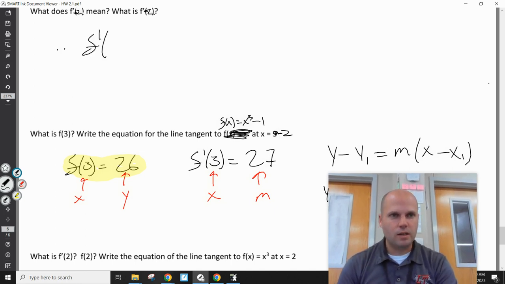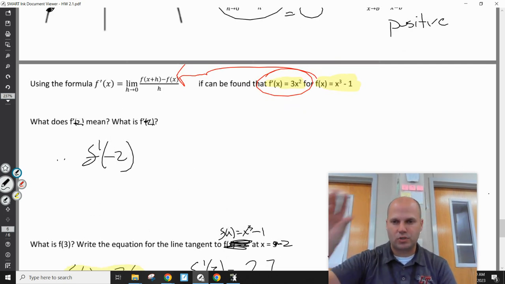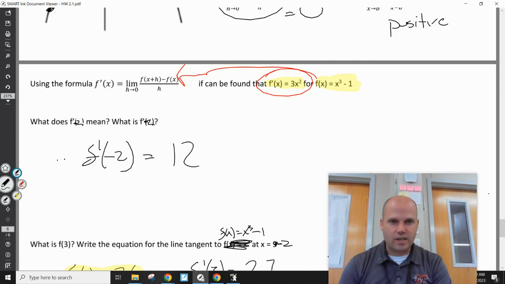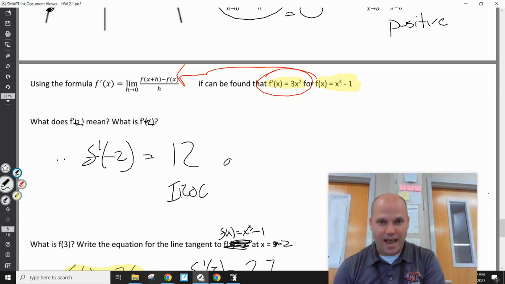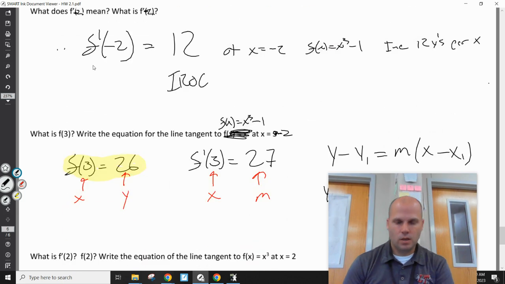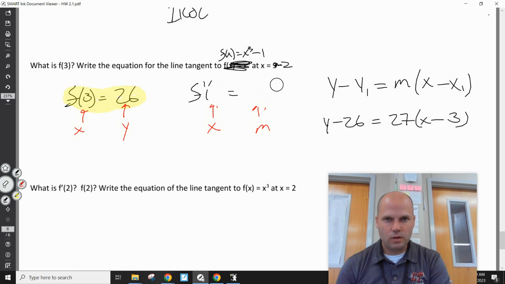If I plugged in negative 2, again, into the f prime equation that's given to us, it's like the graph of the slopes, that's the equation, I'm giving it to you. I get negative 2 squared, which is 4 times 3, which is positive 12, okay? What is it? It's the instantaneous rate of change. It's the slope of the tangent. We would say at x equals negative 2, the function x cubed minus 1 is increasing 12 y's per x. Great. So that is an m. That plug in of negative 2 gives me an m.